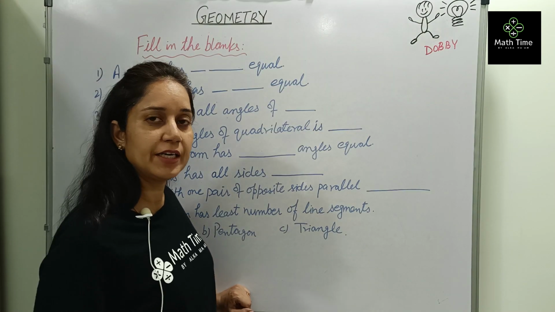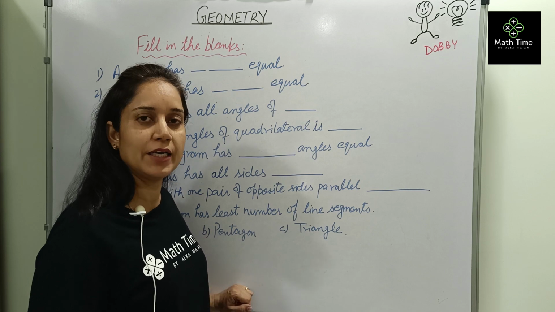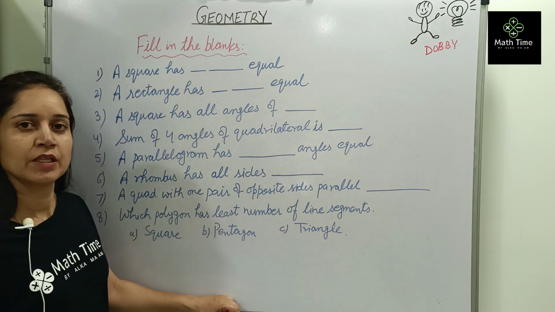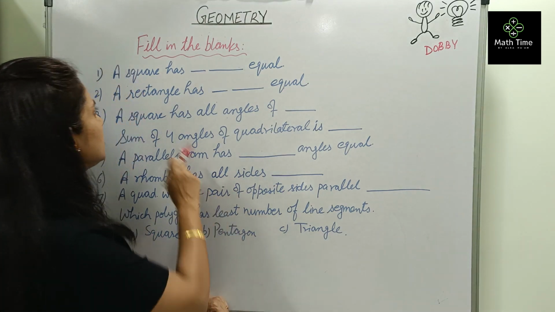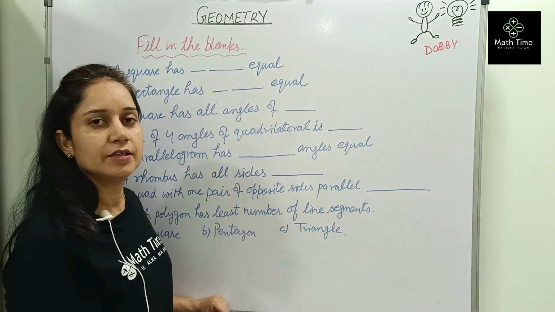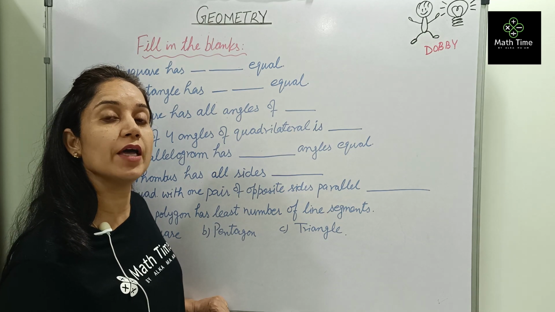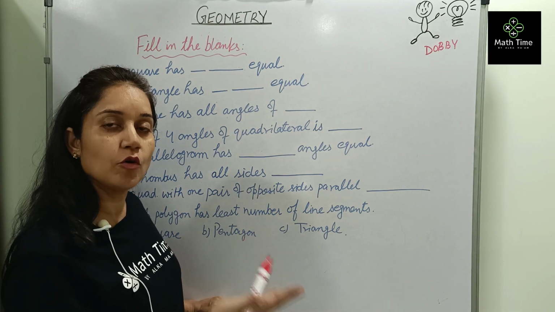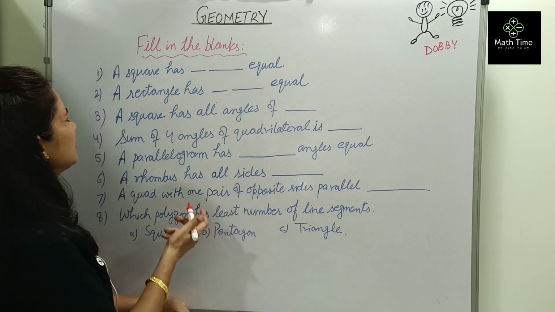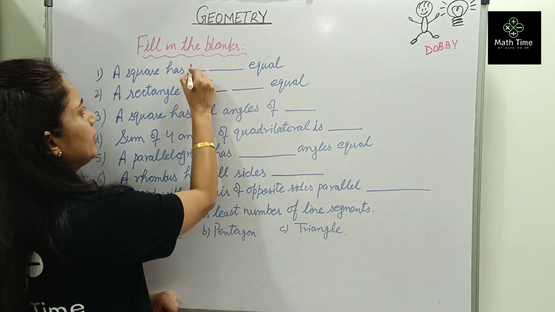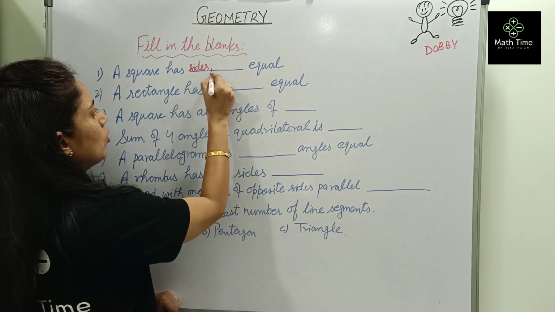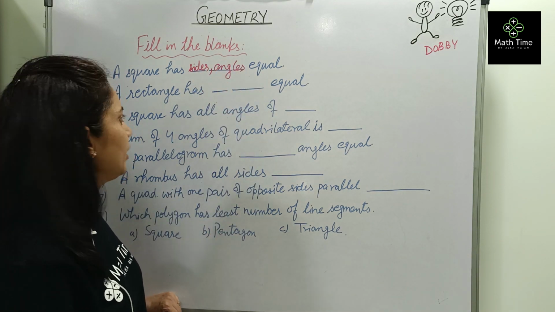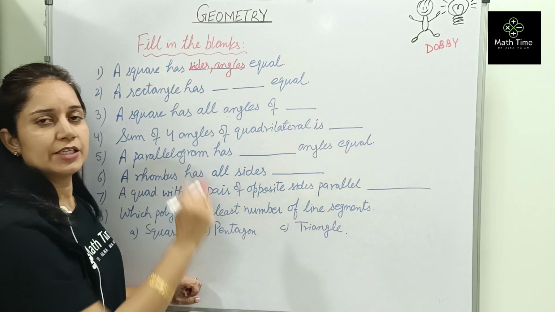Now after getting the knowledge of how all the quadrilaterals work, let us have a quiz in the form of a fill in the blanks. Okay. Join me to answer these questions. A square has dash equal. A square has its four sides equal, four angles equal. You can write answer accordingly. Four sides, comma, angles equal.